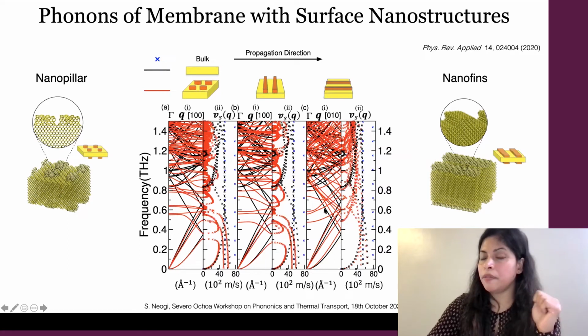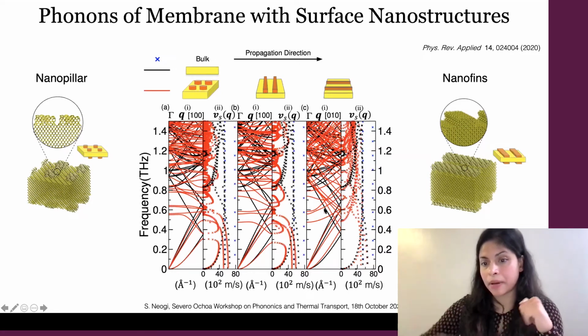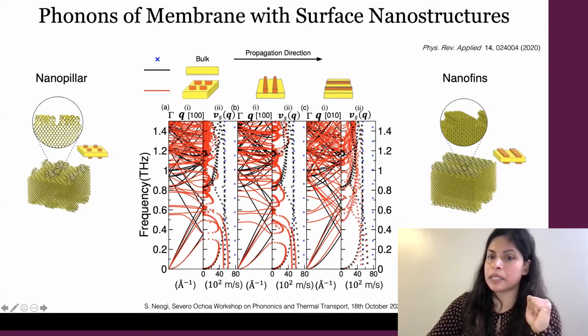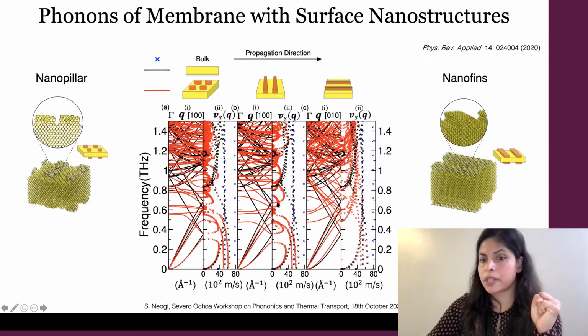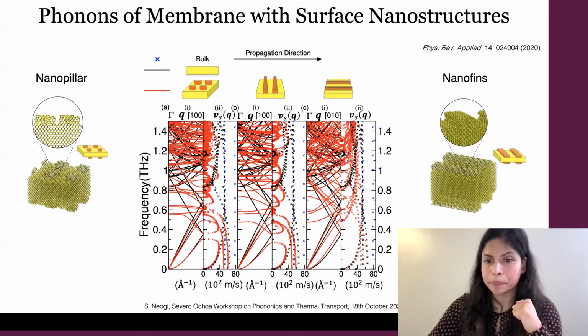But on the other hand, if you go along the fin, you see this kind of guide-like modes, which doesn't have 0 group velocity. It actually maintains quite a bit of group velocity here. It's somewhat reduced from the membranes, but it still has that. So just from looking at the dispersion and group velocity, we can see that there is some anisotropy happening at the phonon mode level.